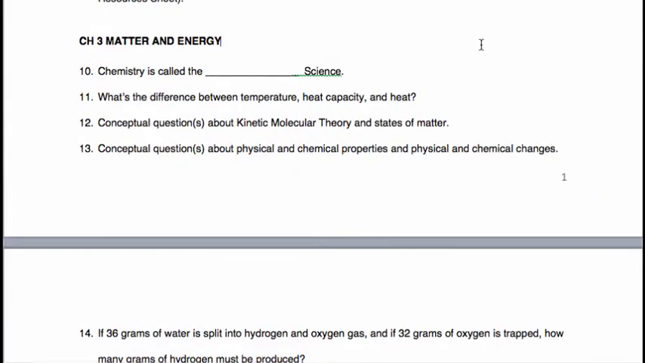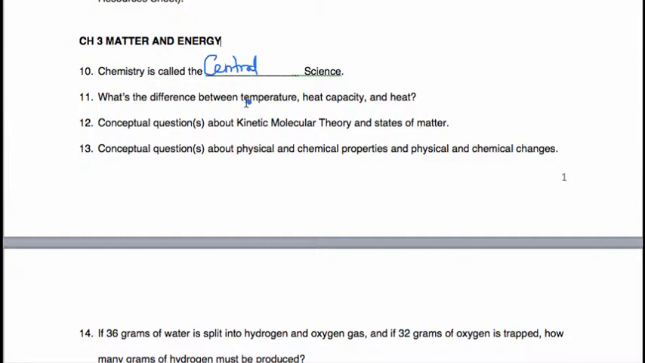Let's move on to Chapter 3. Chapter 3 was a conceptual chapter. It dealt with what is chemistry, the atoms that make up everything, what is heat, temperature, what are the phases of matter from a kinetic molecular theory perspective. So let's go through these questions. Chemistry is called the blank science. It's central. That's because we say atoms compose everything.